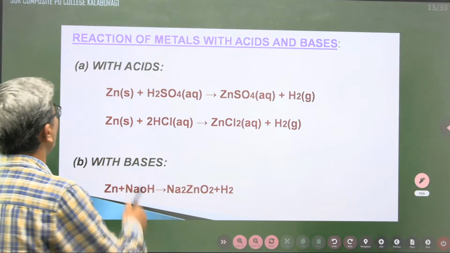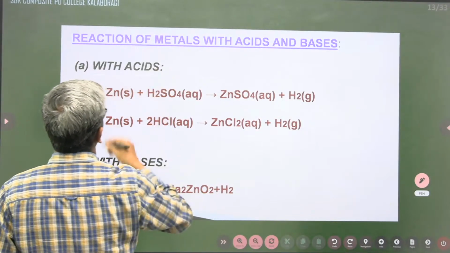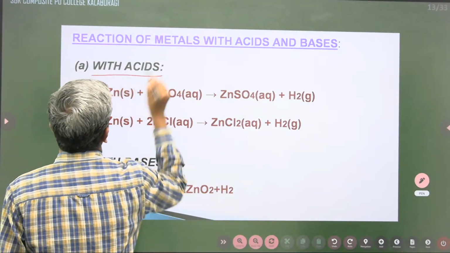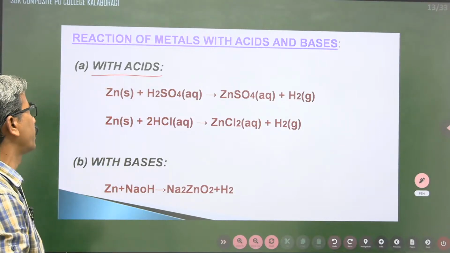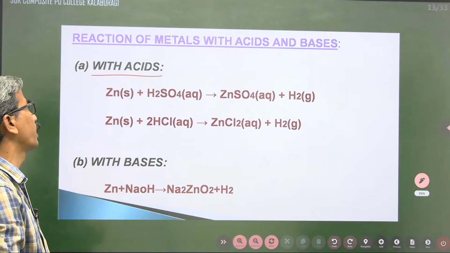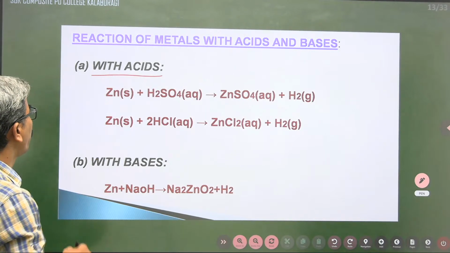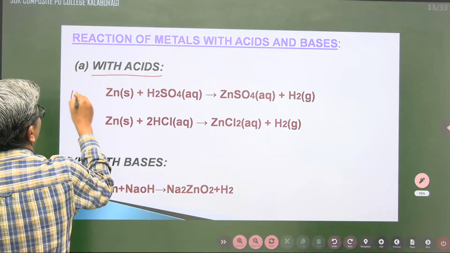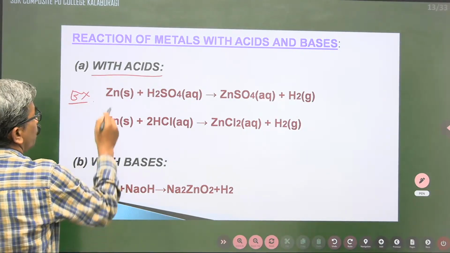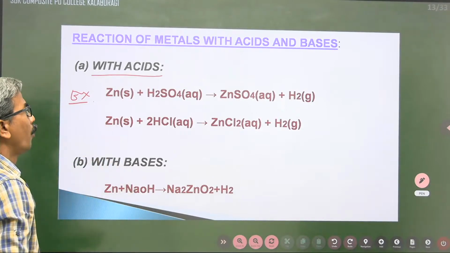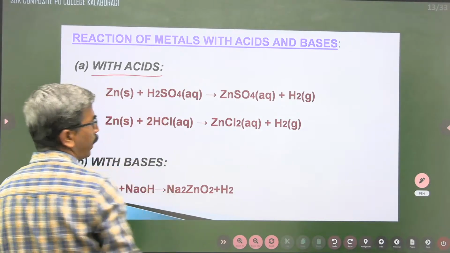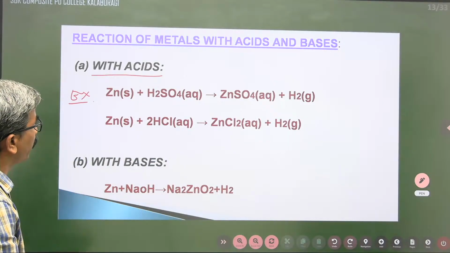So first let me go with how metals react with acids, or when acids are made to react with a metal, what will happen. Here I took the example where the metal is zinc, and the acid I have taken is sulfuric acid.